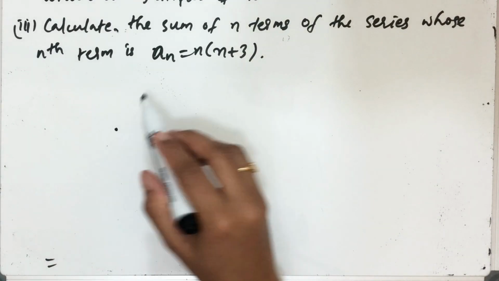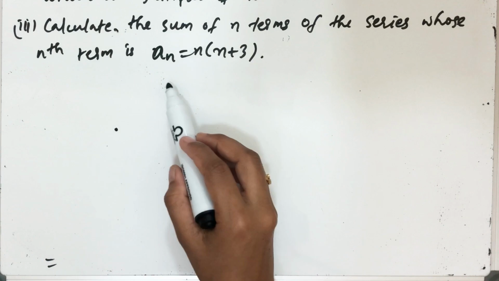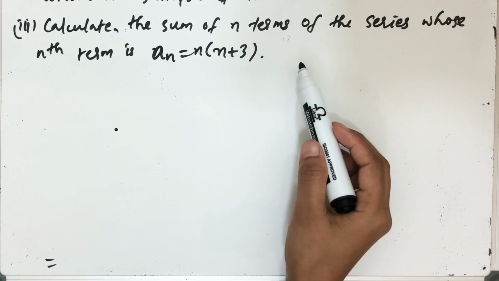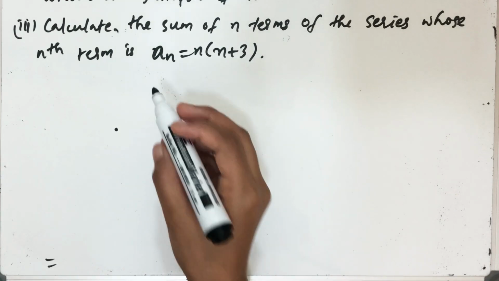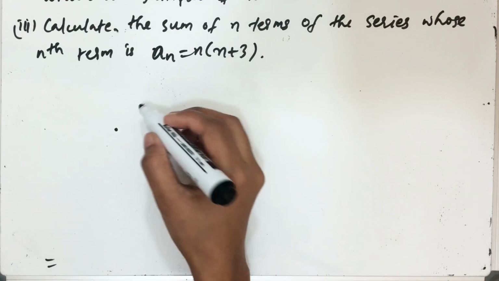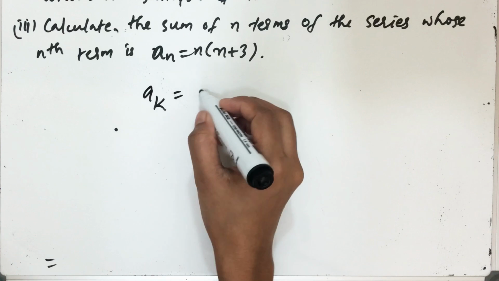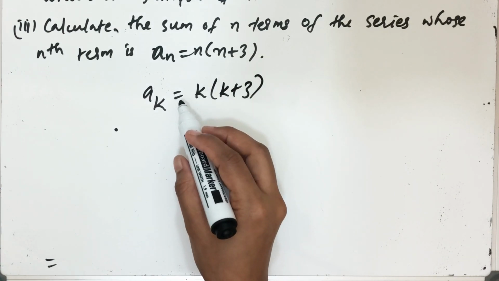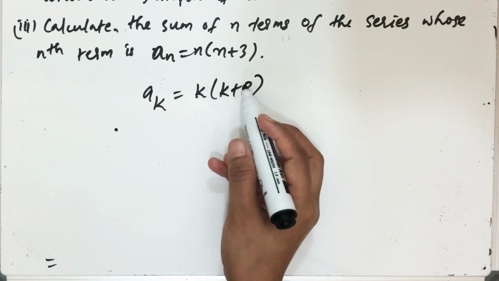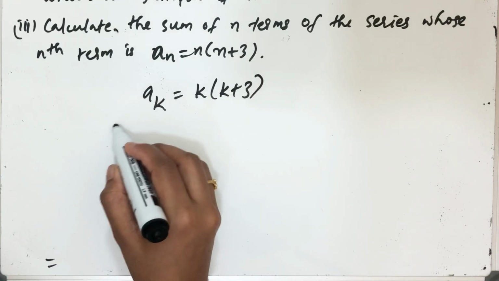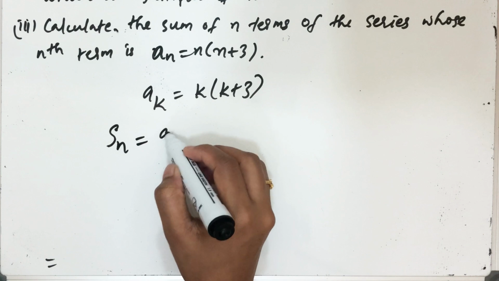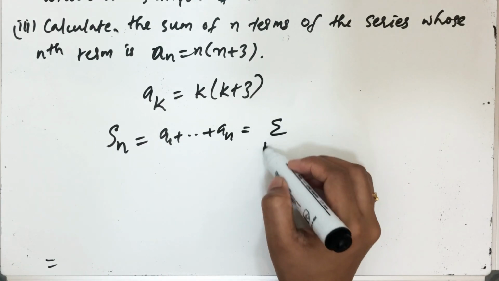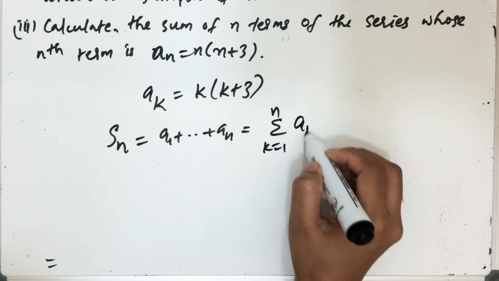Next question, calculate the sum of n terms of the series whose nth term an is equal to n into n plus 3. Question from the section sum to n terms of special series. Here the nth term an is given. So we can write the general term ak is equal to k into k plus 3. When k equal to 1, we get the first term, k equal to 2, we get the second term, etc. So we have to find the sum to n terms. Sn is equal to a1 plus etc. plus an, which is equal to the series k from 1 to n ak.